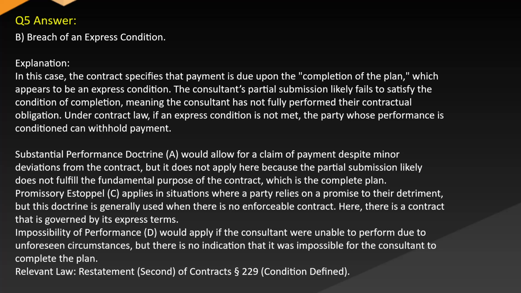Impossibility of performance (D) would apply if the consultant were unable to perform due to unforeseen circumstances, but there is no indication that it was impossible for the consultant to complete the plan. Relevant law: Restatement (Second) of Contracts § 229, condition defined.